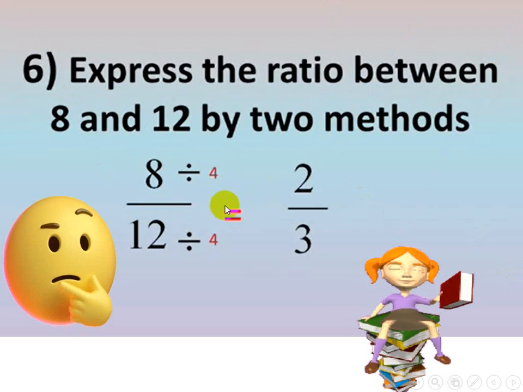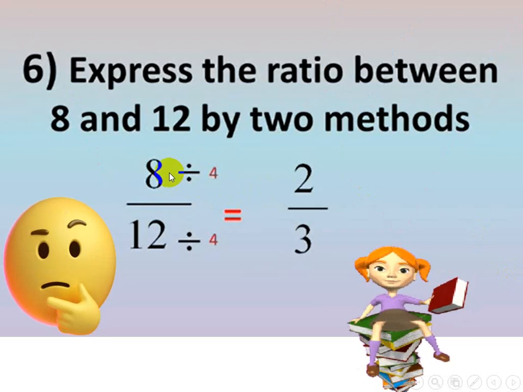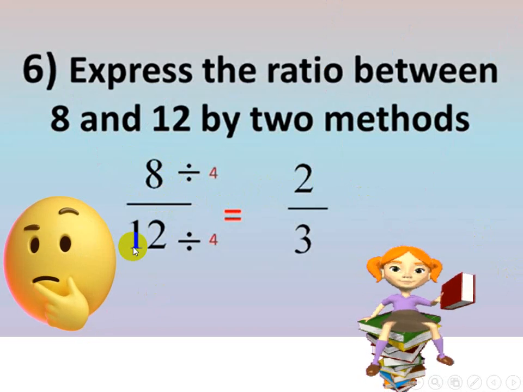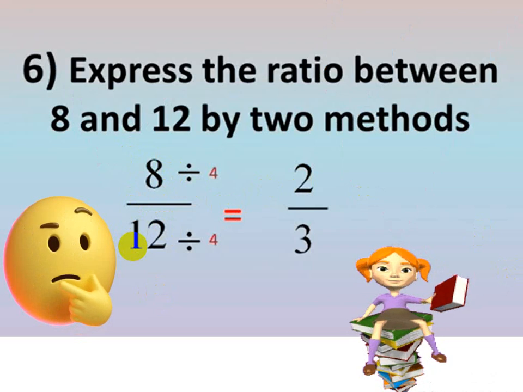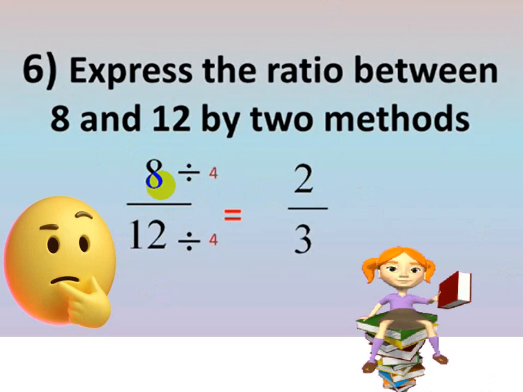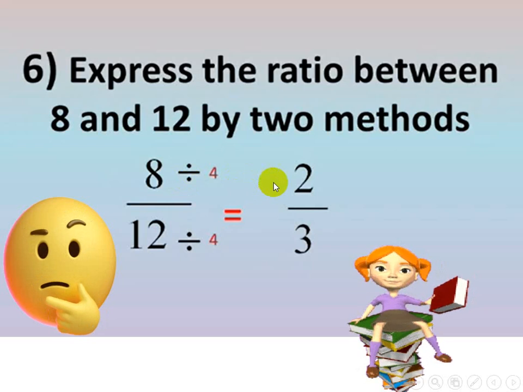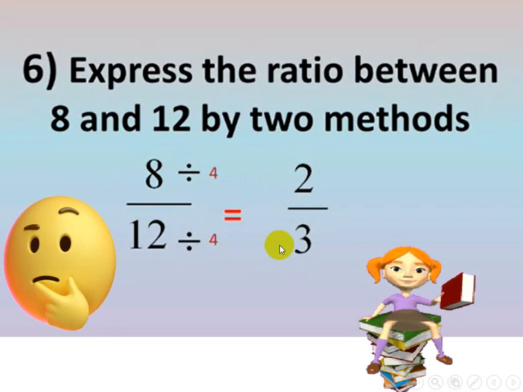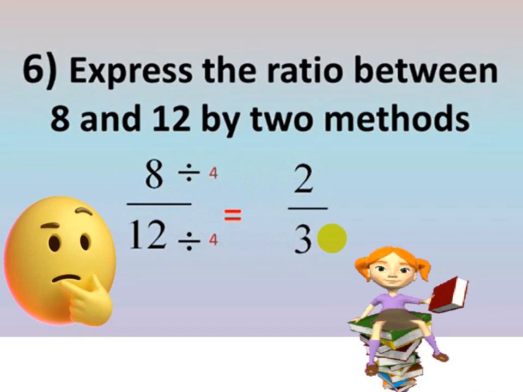The second way, by the fraction. 8 and 12, write it as a fraction 8 over 12. We said that they are divisible by 2 and 4, but we prefer 4, of course. So 8 divided by 4 equals 2. 12 divided by 4 equals 3. 2 over 3 in the simplest form.